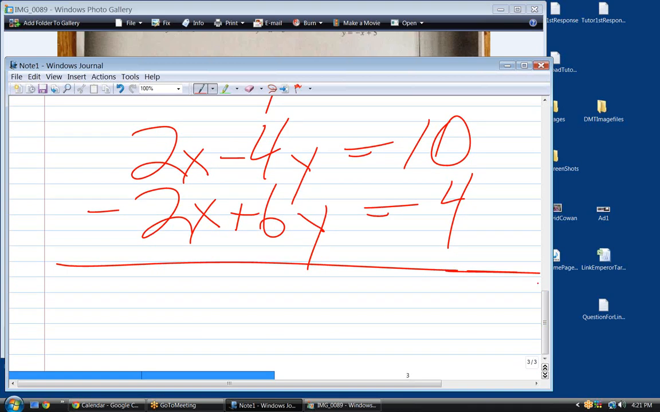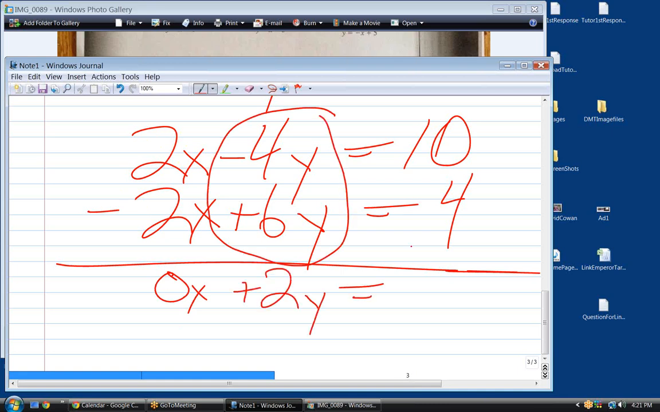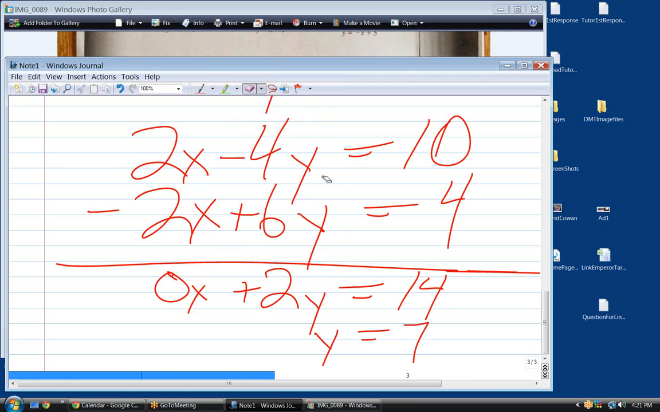We would add the 2 equations, because in the process of adding them, the x is going to disappear. Notice that plus 2x added to minus 2x gives you 0x. Add the y's, you get plus 2y. Add the numbers, you get 14. Now we got a solution, y equals 7. Once you've solved for one of the variables, the other one becomes fairly easy. You just substitute in.